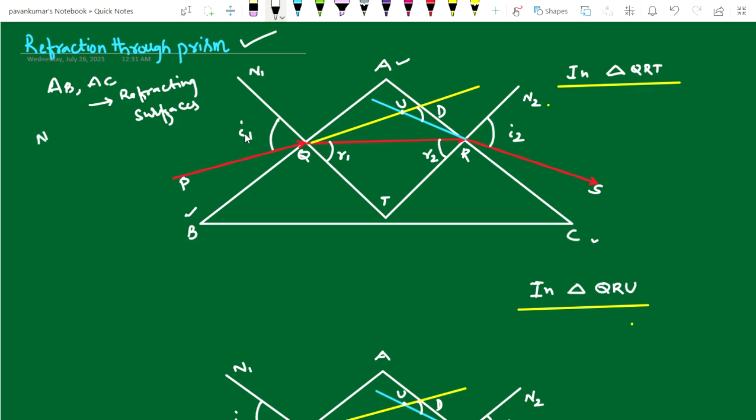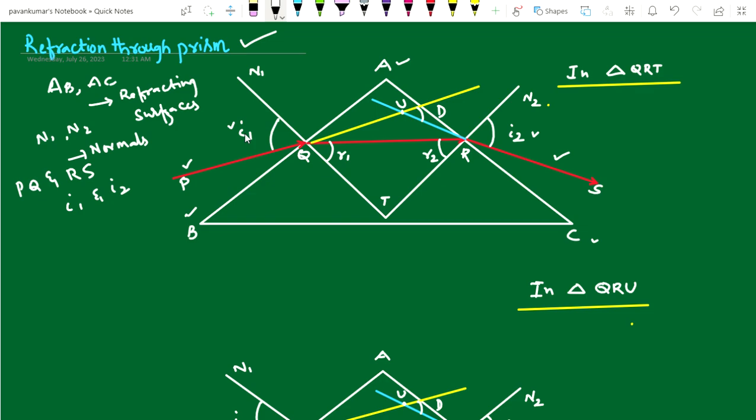Here N1 and N2 are called normals to the plane. PQ and RS are the incident and emergent rays. I1 and I2 are called the angle of incidence and angle of emergence.